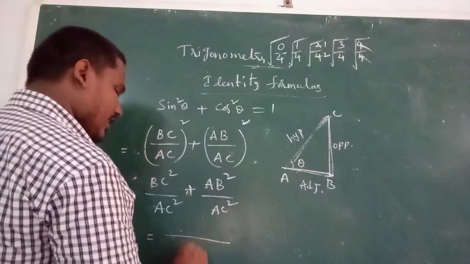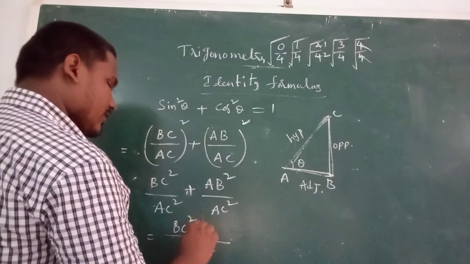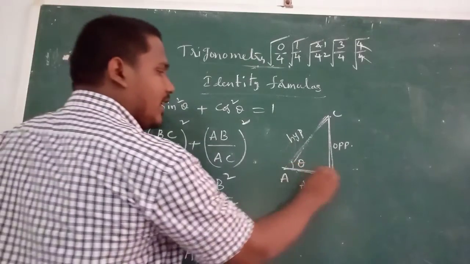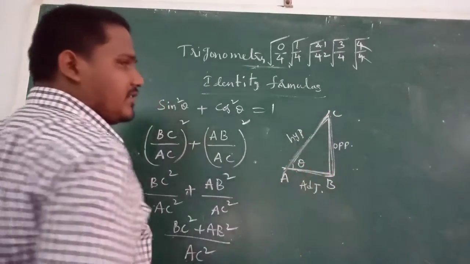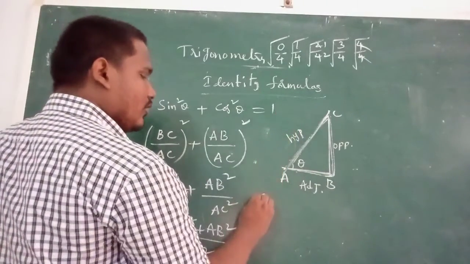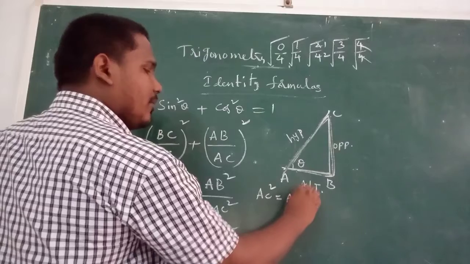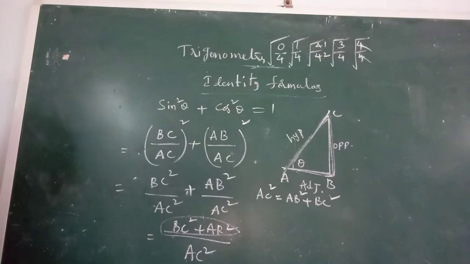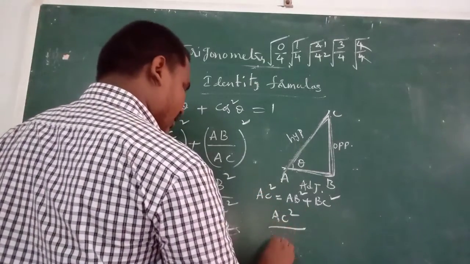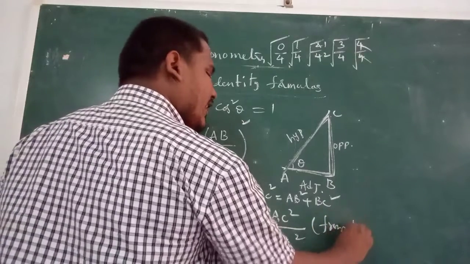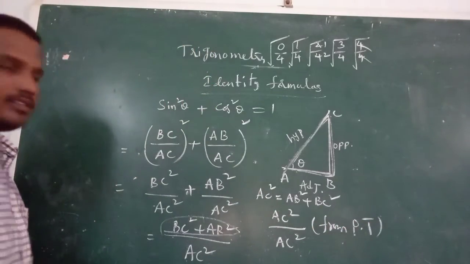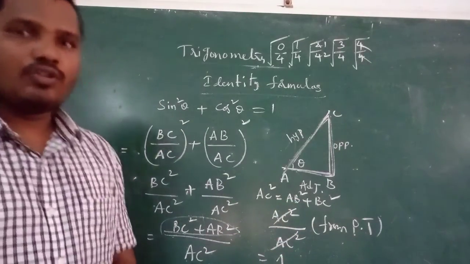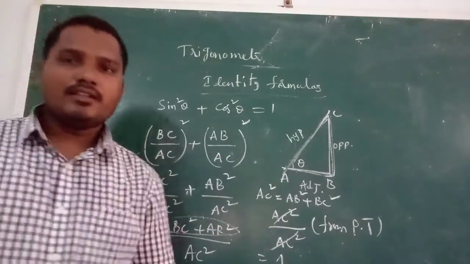That is equal to, here AC square is the LCM, BC square plus AB square. Okay, from Pythagoras theorem, what is the Pythagoras theorem? Here we are applying it on triangle ABC. Pythagoras theorem: AC square is equal to AB square plus BC square. So BC square plus AB square can be written as AC square from Pythagoras theorem. AC square can be cancelled. You are getting 1. Okay, this is the formula.